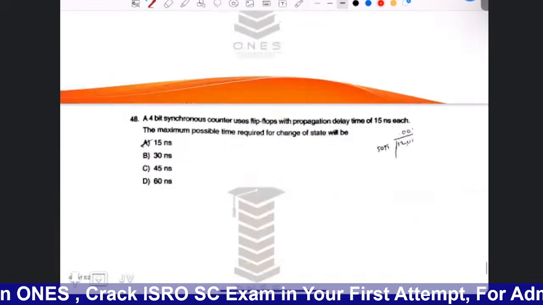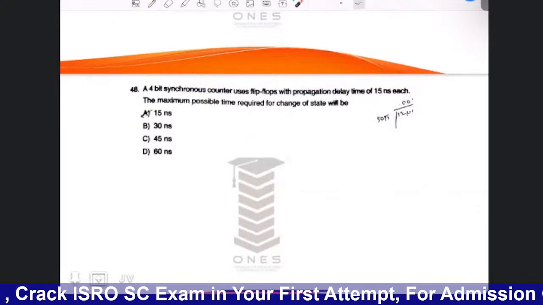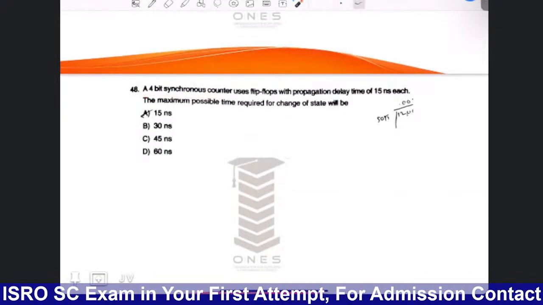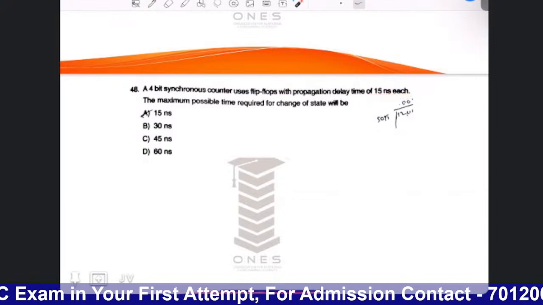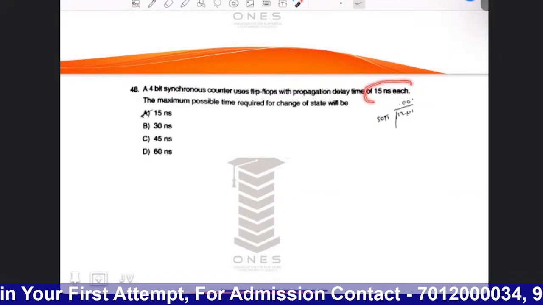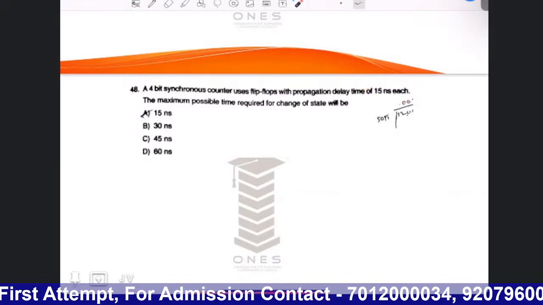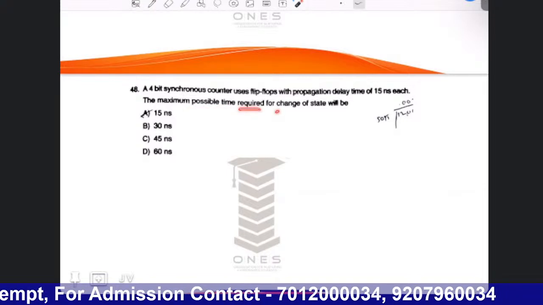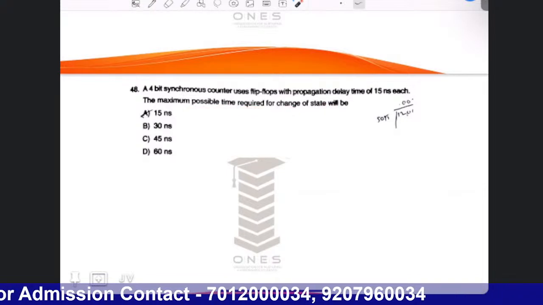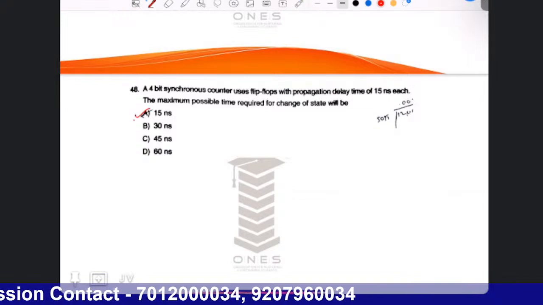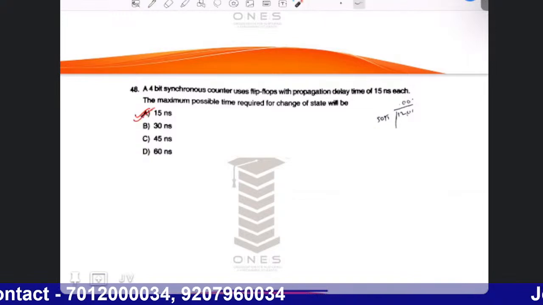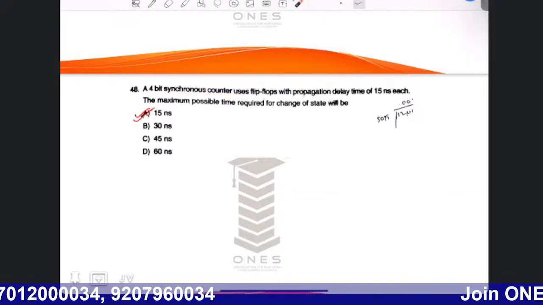48. It is a synchronous counter, and the delay of one flip-flop is 15 nanoseconds. So the maximum possible time required for change of state will also be 15 nanoseconds. Why? Because this is a synchronous counter.